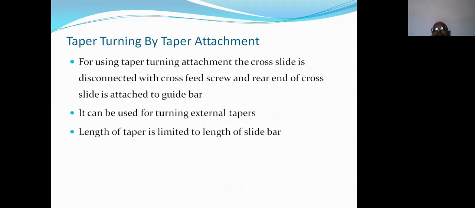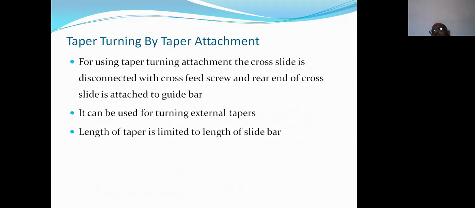This taper turning by taper attachment is only for external tapers. Generally internal tapers are produced only by using tap sets. It is not possible by using a single point cutting tool to produce internal tapers on a lathe machine. The length of taper is limited to the length of the slide bar. Remember, each method has certain restrictions. Only the last one, the tailstock setover method, is used to turn the full length of the job. In the first one, the form tool is moved to a certain length only.